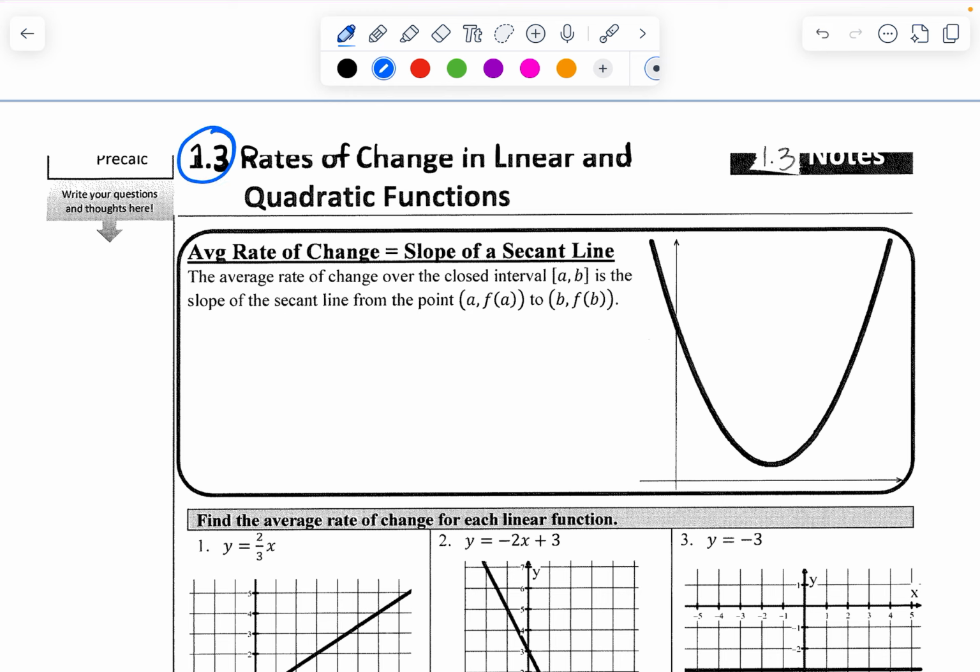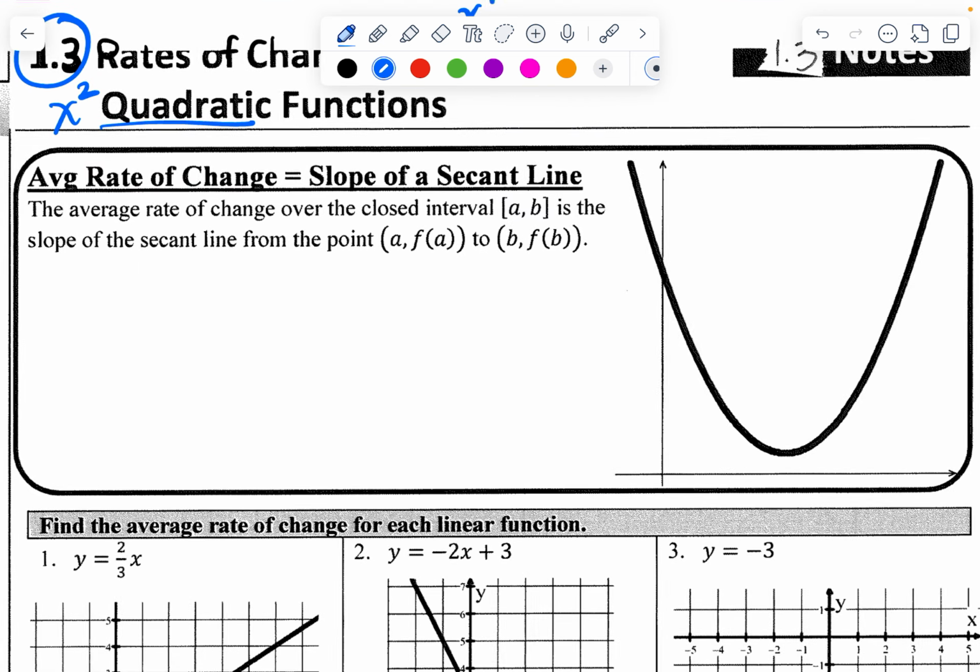We're going over section 3, which is rates of change in linear and quadratic functions. Keep in mind, linear functions always have a variable with x to the first, and quadratic functions always have x squared. So let's go ahead and jump into it.